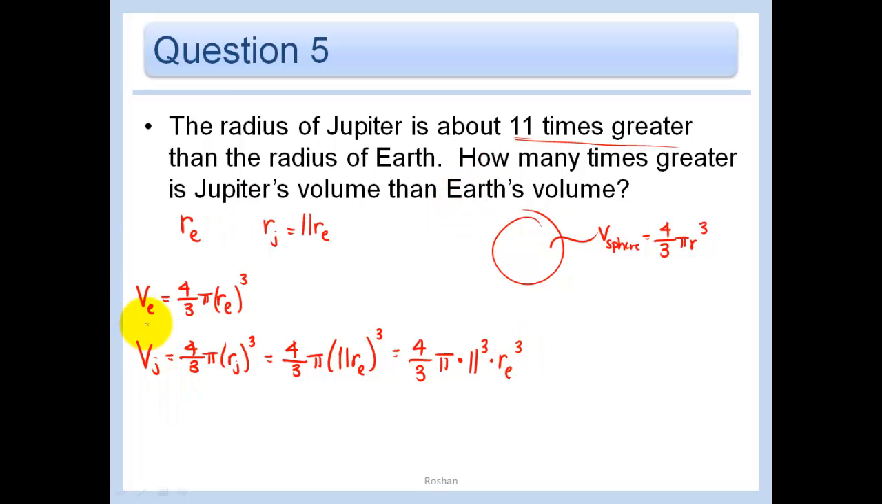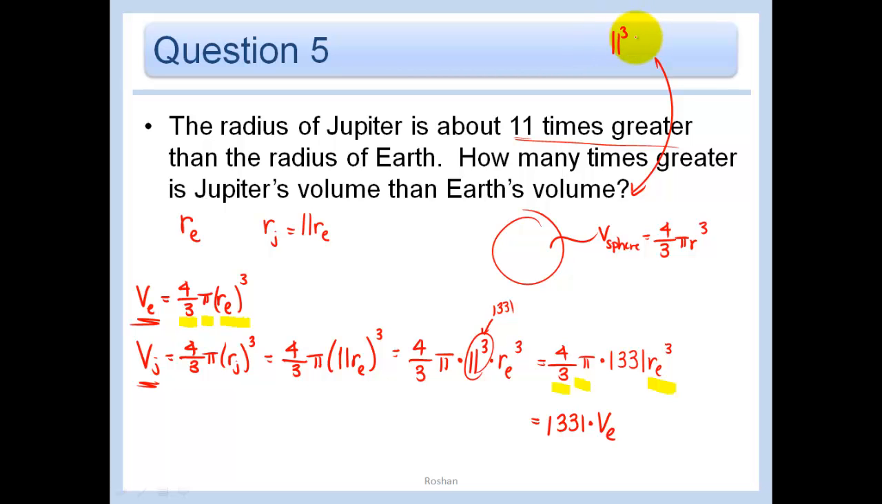So again, in this problem, I'm trying to compare the volume of Earth to the volume of Jupiter. So both of these have that 4/3 pi in it. So I'm going to just leave that hanging out, and I'm not going to touch it. But I'm going to see what happens here. I have 11 cubed. 11 cubed is 1331. So you'll see if we compare this equation with this equation, it's the same here, same pi, same radius of Earth cubed, and the only difference is that it is 1331 times this. So it says how many times greater is it? The answer would be 11 cubed or 1331 times greater.